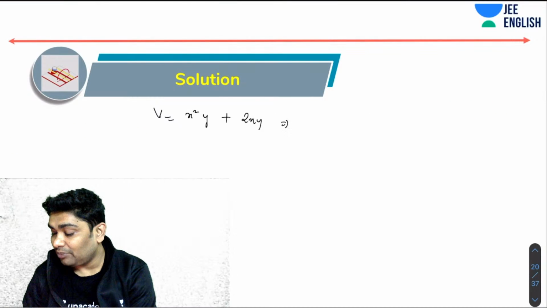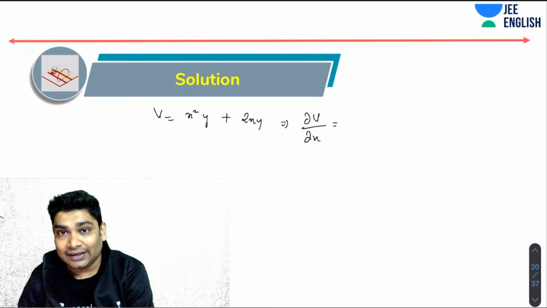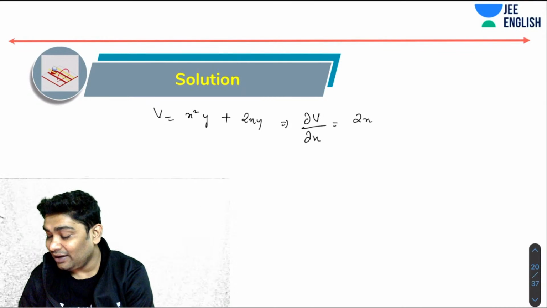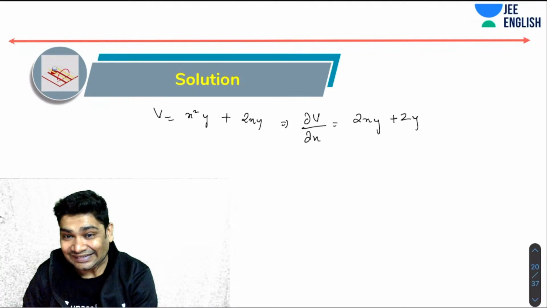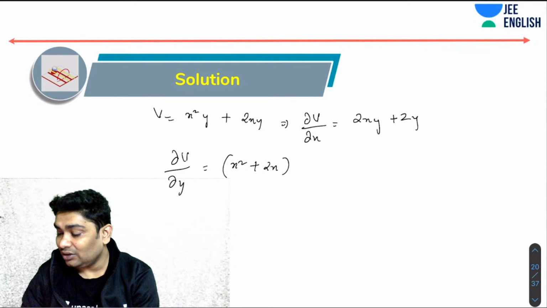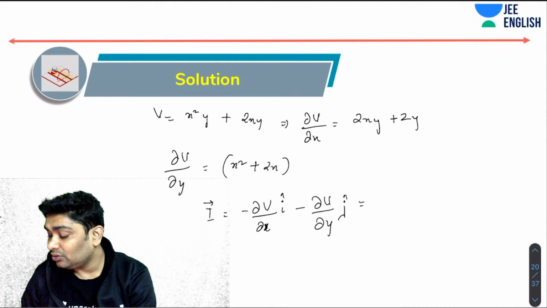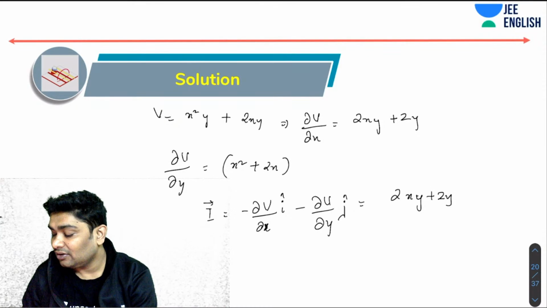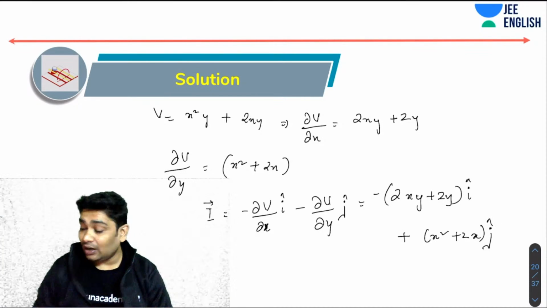Yep. So I can say that my del V by del x, that is partial derivative of V with respect to x, how much is this? It is 2xy plus 2y, right? And how much is del V by del y? It came as x square plus 2x. So how much will I be? I would be equal to minus del V over del x, i cap, minus del V over del y, j cap. So how much will it come? It will be minus of 2xy plus 2y, i cap, and minus of x square plus 2x, j cap. This will be the expression. Yes, the minus sign of course.